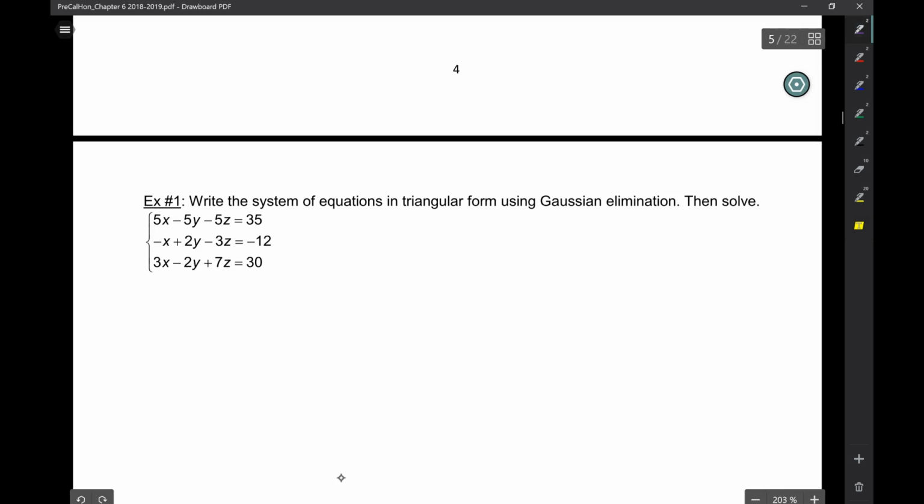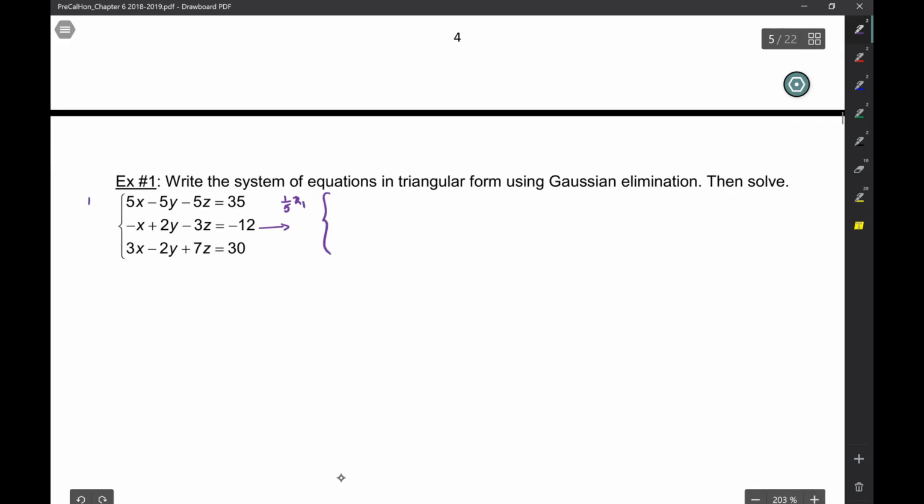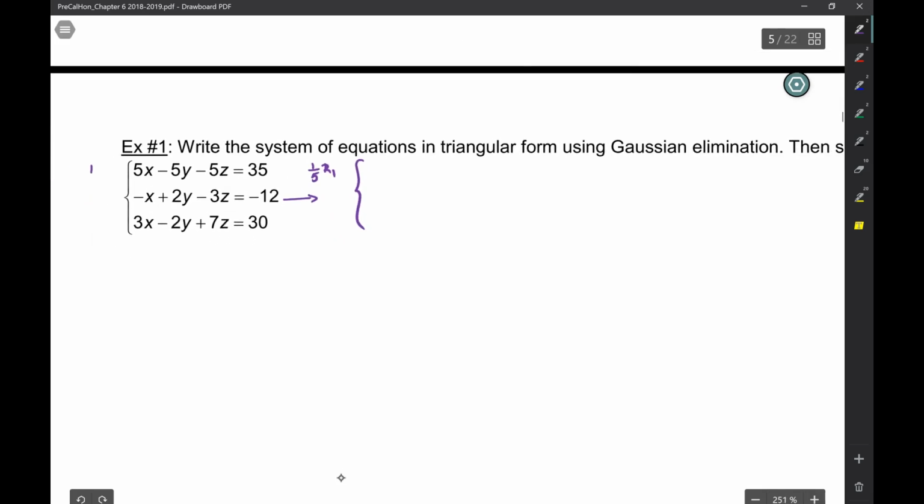So the way we're going to do it is 1/5 times row 1. Okay? I'll try to write a little bigger. Okay, so here we're going to get x minus y minus z equals 7. Negative x plus 2y minus 3z equals negative 12. Copy, copy, copy.